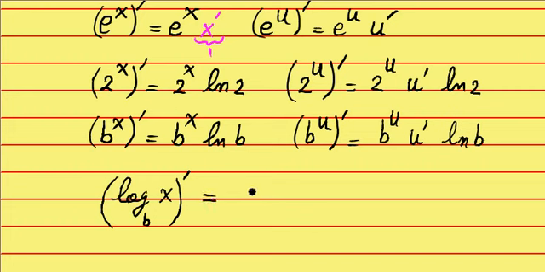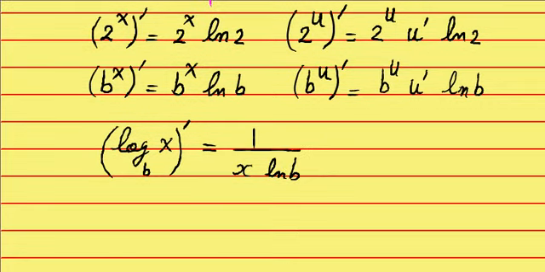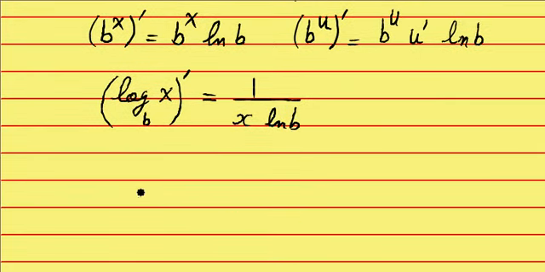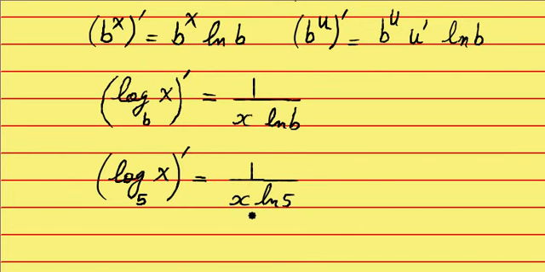The derivative of logarithm of x in some base is 1 over x, and in the denominator we are going to have the logarithm of that base. So for example, if I have logarithm of x in base 5 and I want to differentiate this, of course with respect to x, our answer would be 1 over x logarithm of 5.